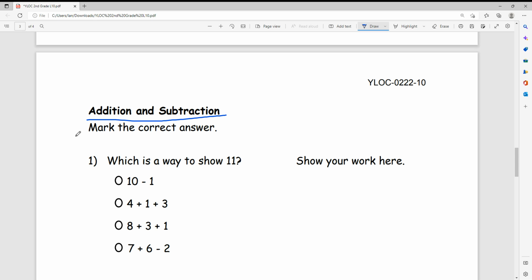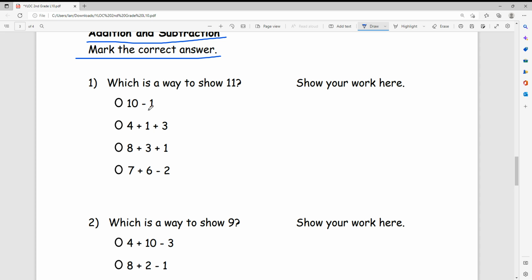So next is addition or subtraction, mark the correct answer. So it says, which is a way to show 11? So if we do 10 minus 1, go 1 to the right, it would be 9, so that's automatically not our answer. Let's do 4 plus 1 equals just 5, and then 5 plus 3, move 3 to the right, so 5 and 1, 2, 3, it would be 6, 7, and 8. And we know that 8 is not our answer, it's not 11. So we write it that.